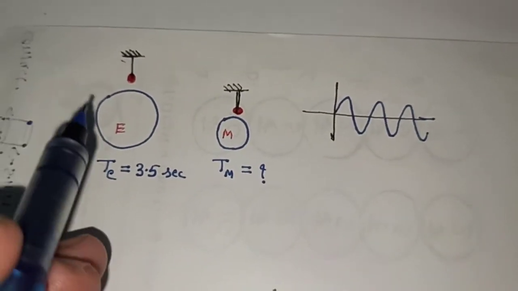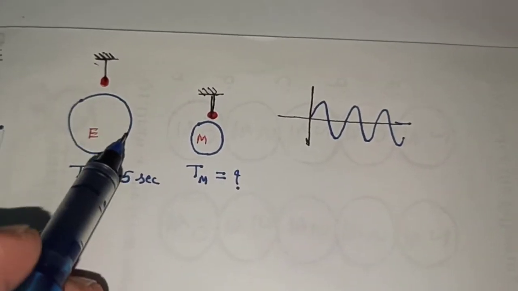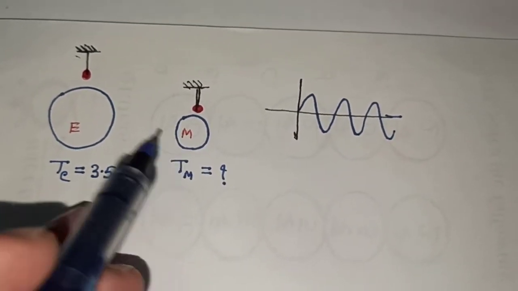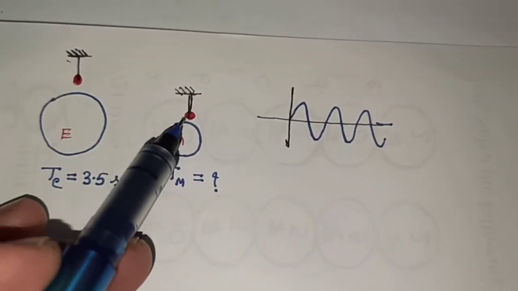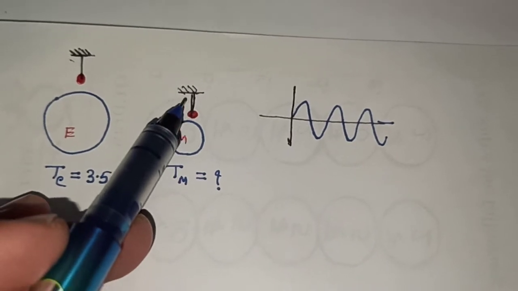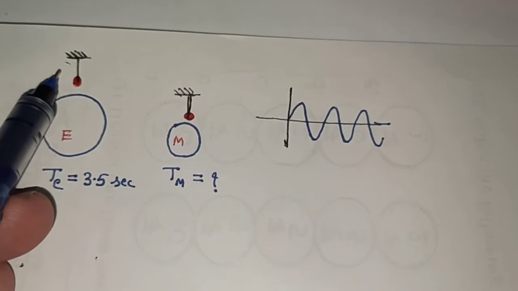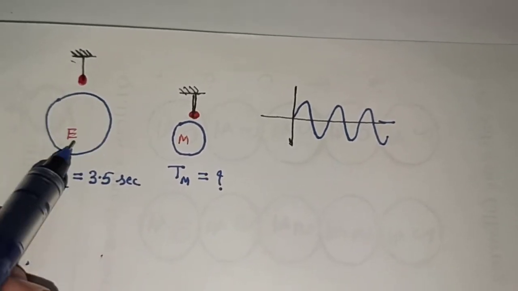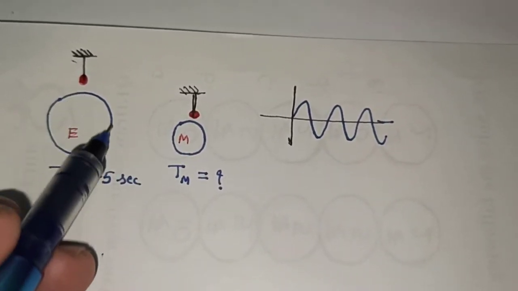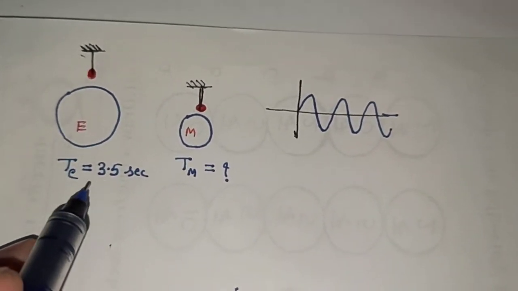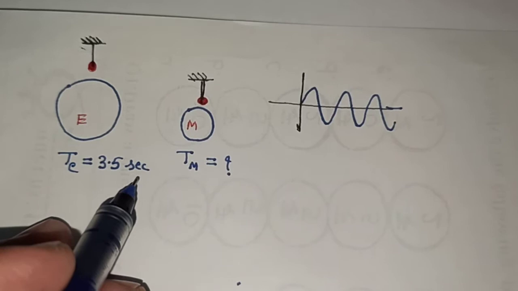In this problem, it is given that that is the sphere, that is the earth, and that is another sphere, this is the moon, and the same identical bob and thread. You can see that both are the same identical things, which oscillate on the moon, and the same thing oscillates on the earth. The time period of the oscillation is given as 3.5 seconds.